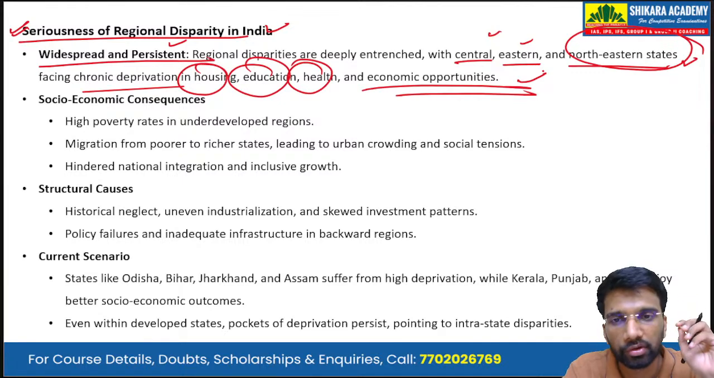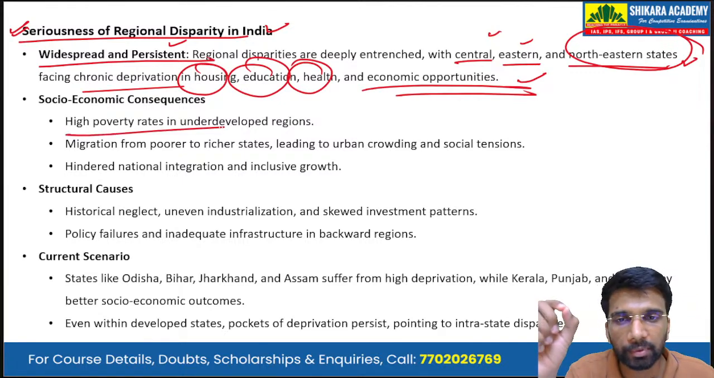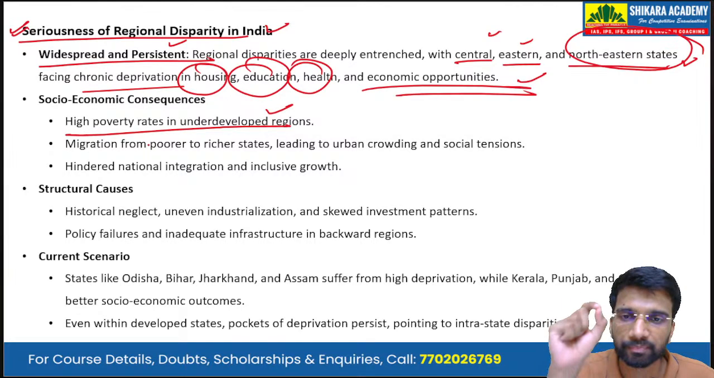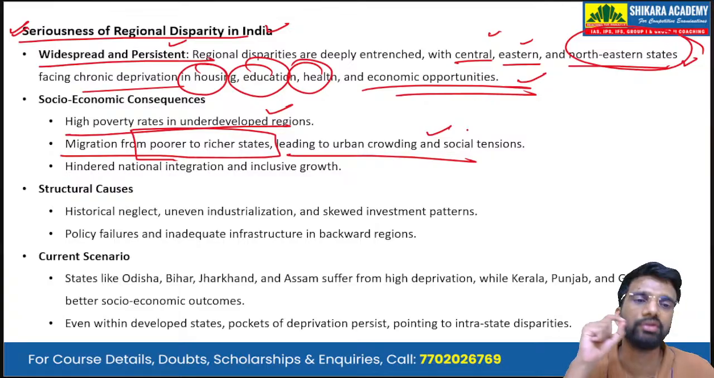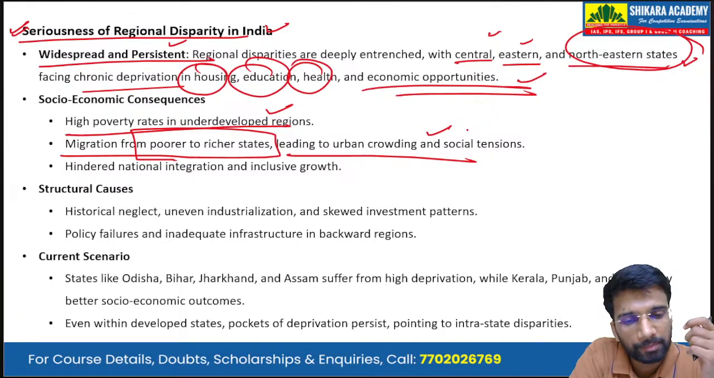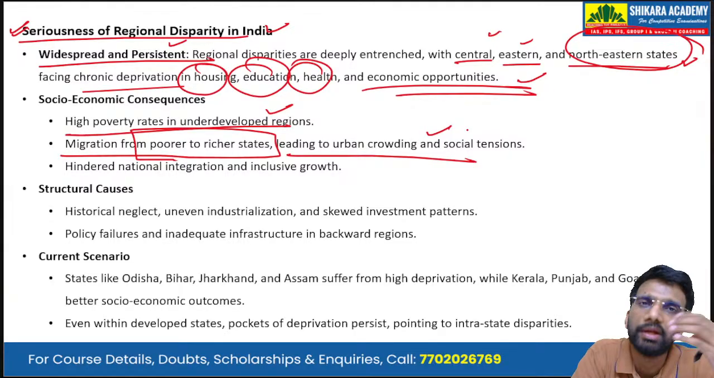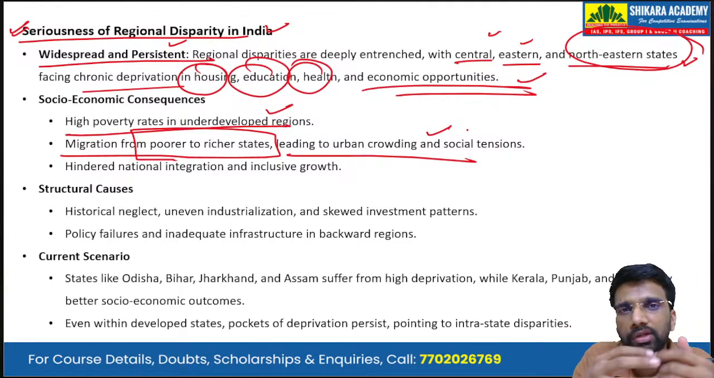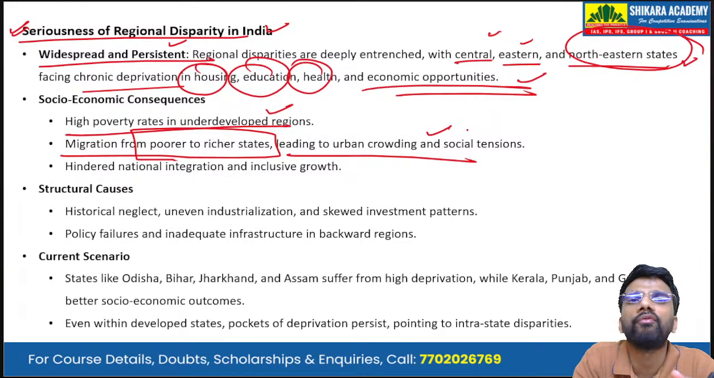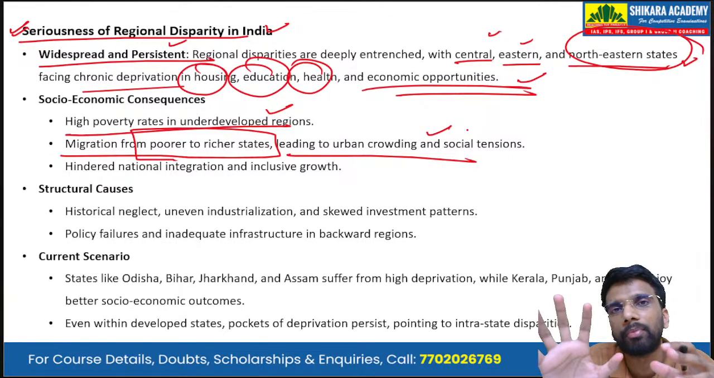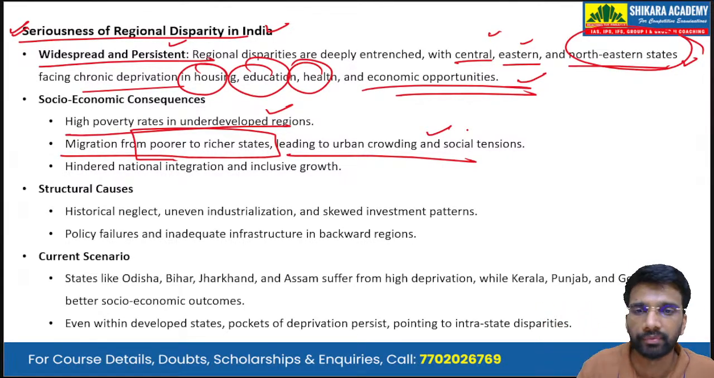Second is the socio-economic consequences. There are high poverty rates in the underdeveloped regions. The migration from poorer to richer states leads to urban crowding and social tensions. People from the less economically developed states, or the poorer states, tend to migrate to these richer states in search of employment, in search of livelihood, and this leads to more and more urbanization, or over-urbanization, and leads to social tensions between the local population as well as the migrated population.